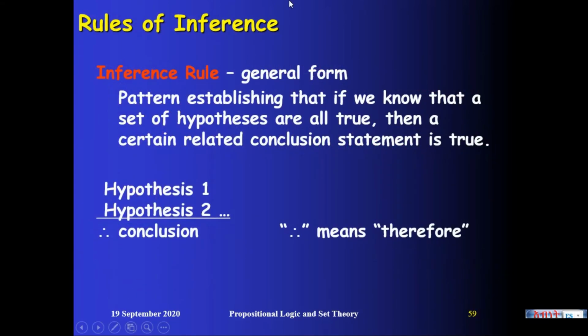So the general form of the rule of inference, or detachment rule, is you put hypothesis 1, hypothesis 2, let's continue, hypothesis 3, hypothesis 4, up to hypothesis n. Lastly, we'll have a conclusion. This means, by the way, therefore.